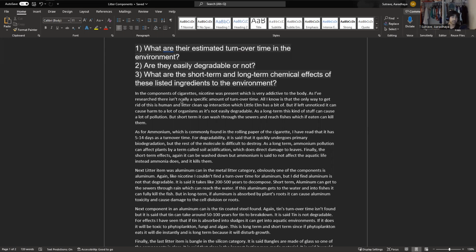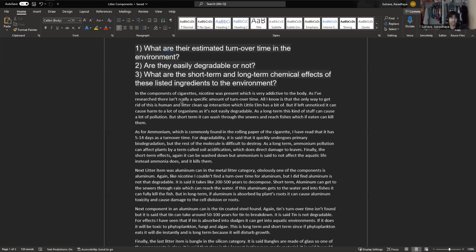But if left unnoticed, it can cause a lot of harm to a lot of organisms as it's not easily degradable. In the long term, this kind of stuff can cause a lot of pollution if burned or anything. But short term, it can wash through the sewers and reach fishes, which is very toxic and can kill them. As for ammonium, which is commonly found in the rolling paper of the cigarette, I have read that it has 5 to 14 days as a turnover time.